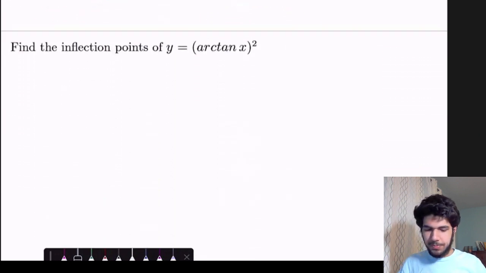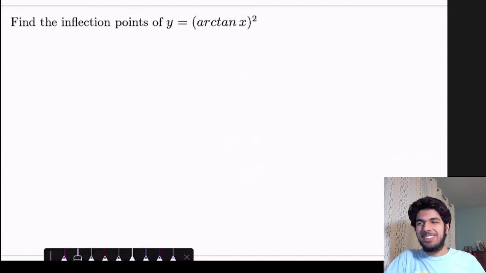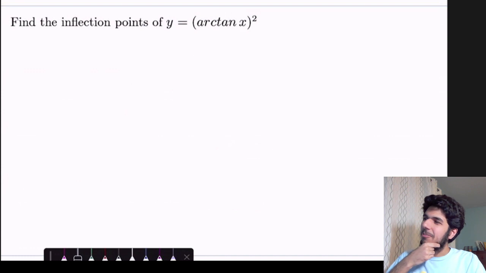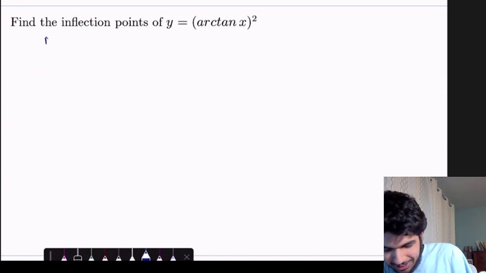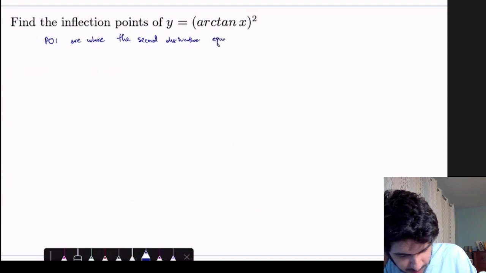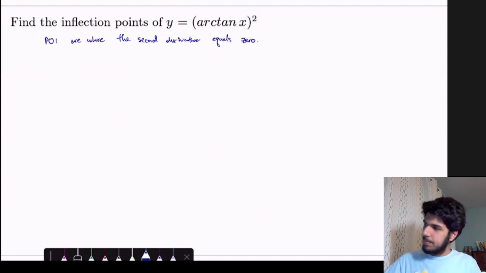Cool, let's move onward. Now this one looks a little bit more challenging. Find the points of inflection of y equals arctangent of x squared. Do we remember what the points of inflection are? So points of inflection are where the second derivative equals 0. So we have to compute the second derivative of this function.